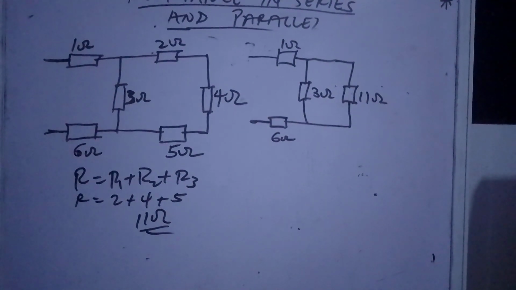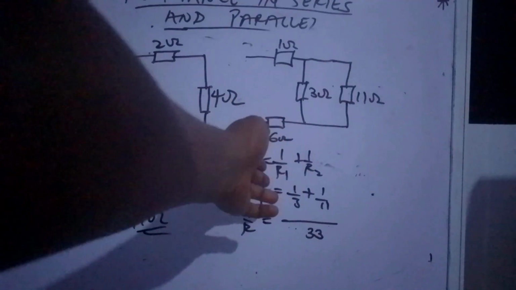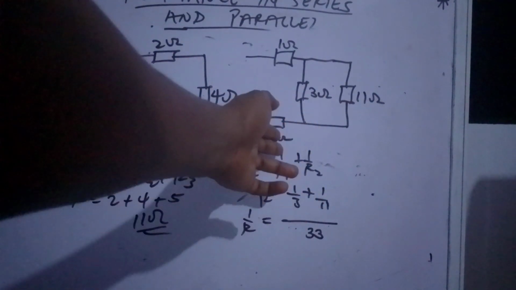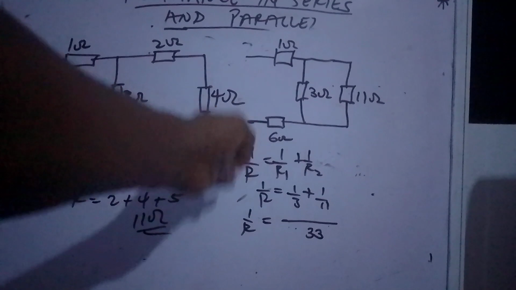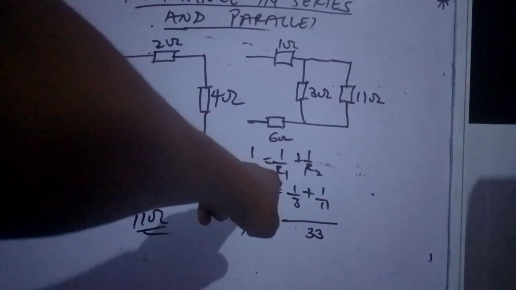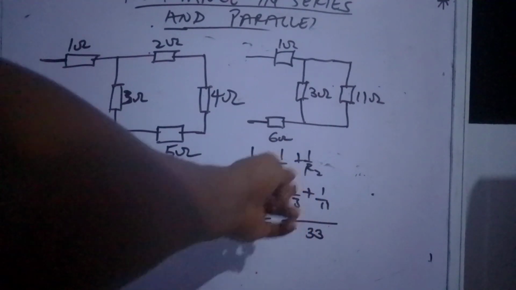So we are going to use our formula now. In a parallel connection, we use 1 over R equals 1 over R1 plus 1 over R2. Why do I use 1 over R1 and 1 over R2, and I didn't use 1 over R3? Because we are dealing with just 2 resistors. Here R1 is 3 and R2 is 11. So let's substitute: 1 over 3 plus 1 over 11.